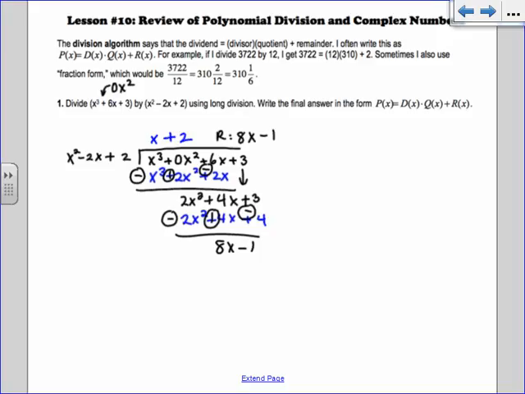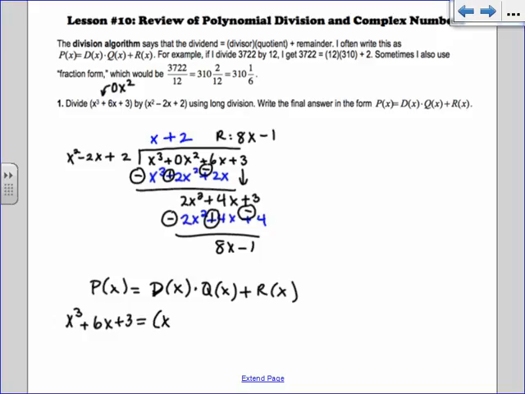Okay, so if I write it in that form, p of x equals d of x times q of x plus r of x, my p of x is the original polynomial that I was dividing. So I was dividing x cubed plus 6x plus 3. The divisor is what I was dividing by. So I was dividing by x squared minus 2x plus 2. My quotient is the thing on top, x plus 2. And my remainder, so I'm just going to have plus on the end, 8x minus 1.